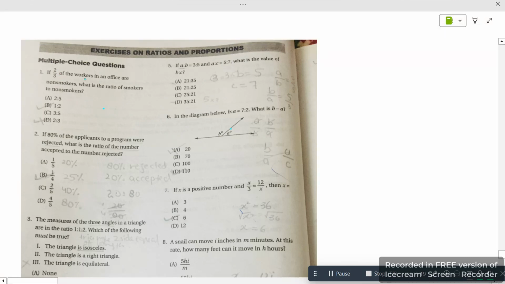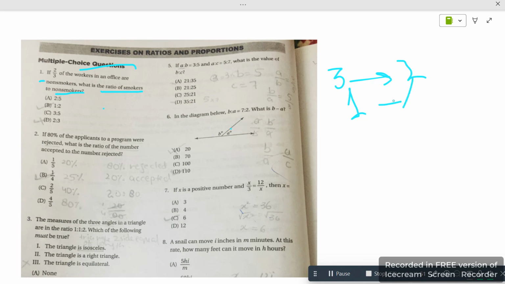If two of the three workers in an office are known as smokers, what would be the ratio of smokers to non-smokers? So we have to tell the ratio. Of every three workers, there are two non-smokers. So from three there are two non-smokers, and for the other one there would be a ratio of one. So two are these and one is this one.